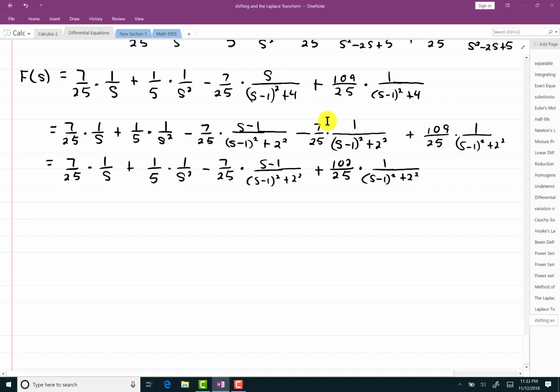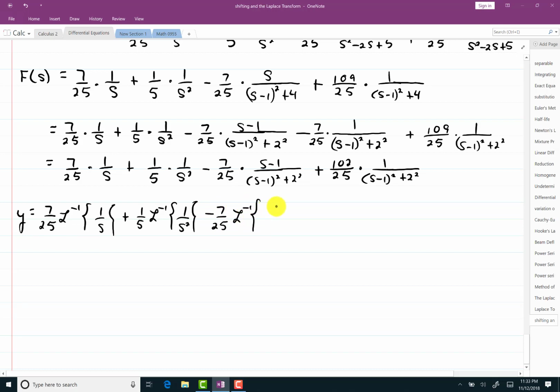Now let's take a look at the inverse Laplace transform. So my y will equal 7 over 25, the inverse Laplace of 1 over s, plus 1/5, the inverse Laplace of 1 over s squared, minus 7 over 25, inverse Laplace of s minus 1 divided by s minus 1 squared plus 2 squared, plus 102 over 25, inverse Laplace of 1 over s minus 1 squared plus 2 squared.